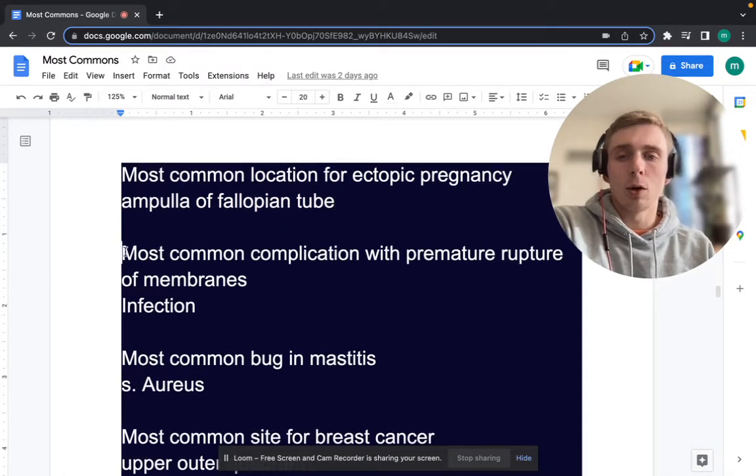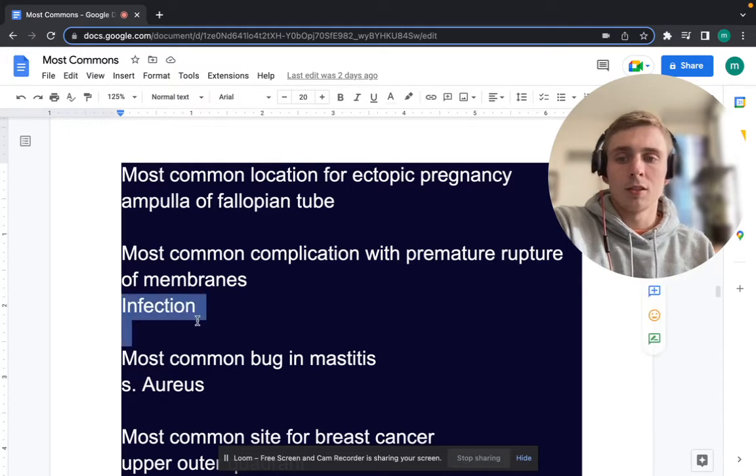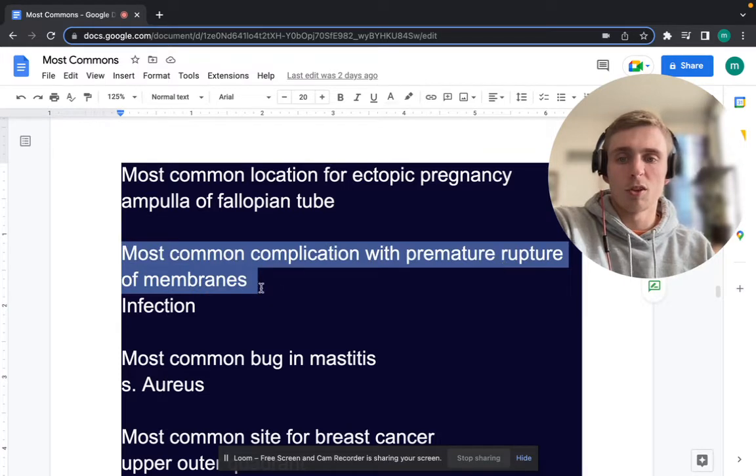What is the most common complication with premature rupture of membranes? So that's going to be infection. So if they're having premature rupture of membranes, there's no membrane left to prevent bacteria from ascending into the uterus and causing chorioamnionitis, or after they deliver, could be endometritis as well. So that's the most common complication with premature rupture of membranes.